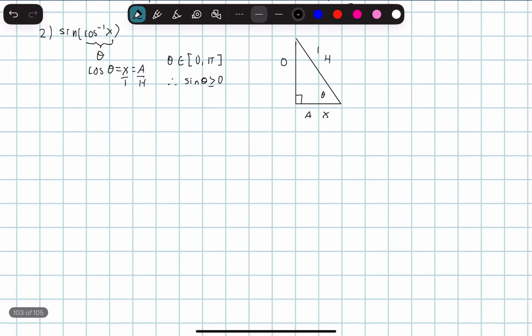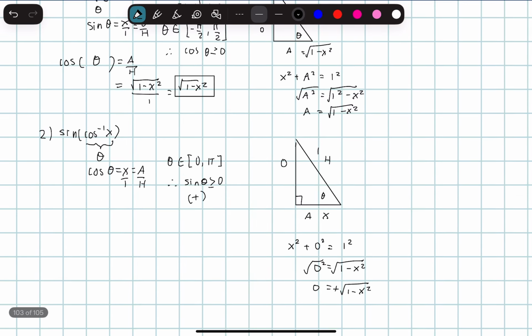Now we have to find the opposite side. How do we do that? We have x squared plus O squared is equal to 1 squared. O squared is equal to 1 minus x squared. Now take the square root of both sides. O is equal to the square root of 1 minus x squared. And we also know that it's positive, therefore we have to take the positive root when we took the square root.